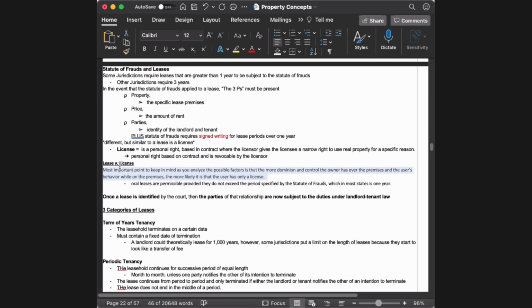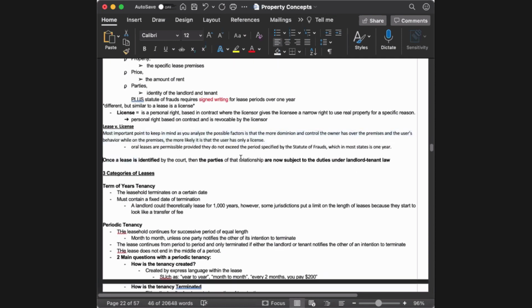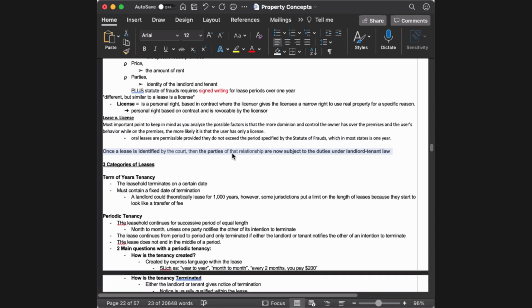It's just really determining whether it's a lease or a license, because you can give a license orally for as long as you want, but you can't do that with a lease. The other thing to keep in mind is if the owner retains significant control over the property and the user's behavior on that property, the more likely it's going to be a license. So just keep all of that in mind. Once a lease is identified by the court, then the parties to that relationship are now subject to the duties under landlord-tenant law. Again, this is something we will get to further down. But just keep in mind, a license does not create the obligations and rights that a lease would.